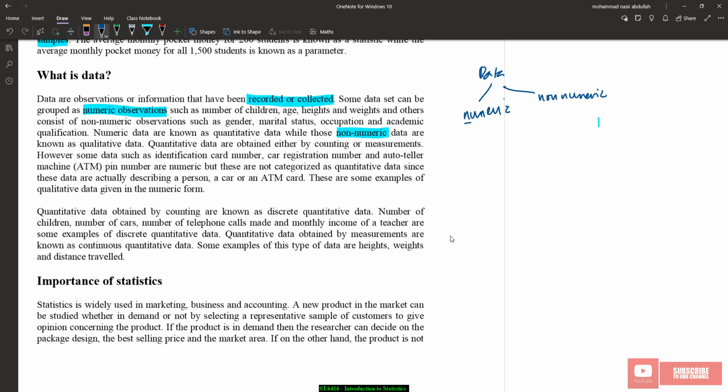So in data, we have numeric data and non-numeric data. Numeric data is something that we can measure or we can count. Right. So measure means, let's say you want to know the height of the student. You need to use a measurement tool, a ruler, to measure the height of the student. So something that you can measure is numeric data. Numeric data, you can give any numbers, so they can take any value, from negative infinity to infinity.